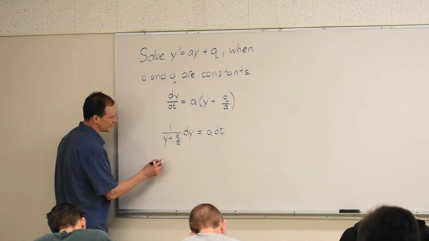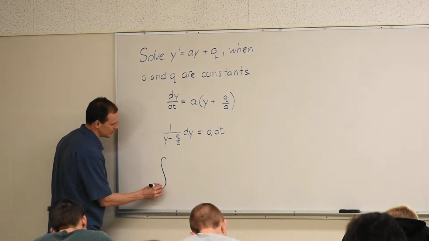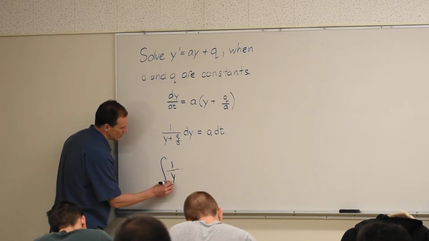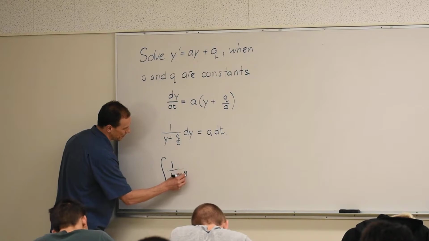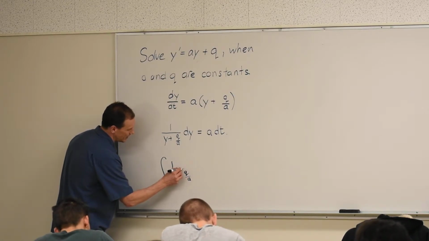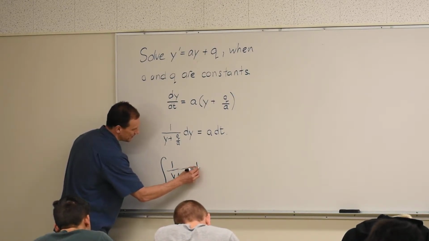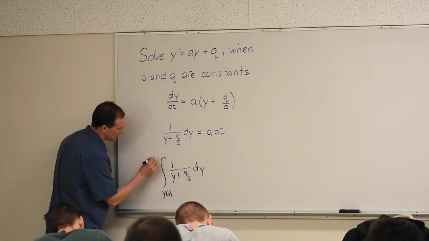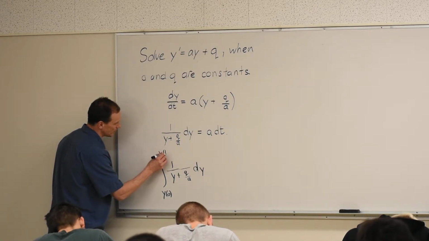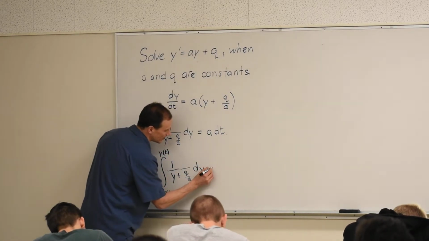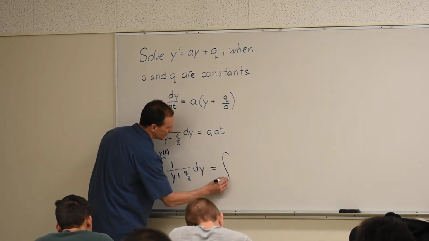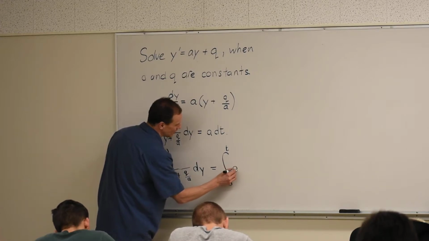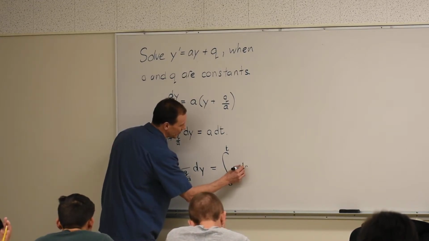All right, take the integral of both sides. So we're going to take the integral of 1 over y plus q over a dy. And our limits are from y equals 0 to y equals t. And this is going to equal the integral from 0 to t. And we should be changing this to use our dummy variable dx.